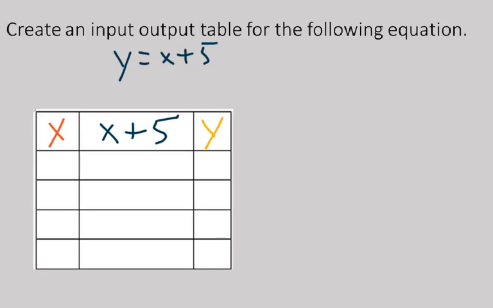So let's just choose some X values. I'm going to change it up a little bit on you. I'm going to use negative 1 for the first one. Negative 1, 0, and 1. It doesn't really matter what we use for x as long as we plug it in properly. So again, we're going to use the x that we've chosen, or that we've inputted, and we're going to add 5 to it. So if we put in a negative 1 plus 5, my output is 4.